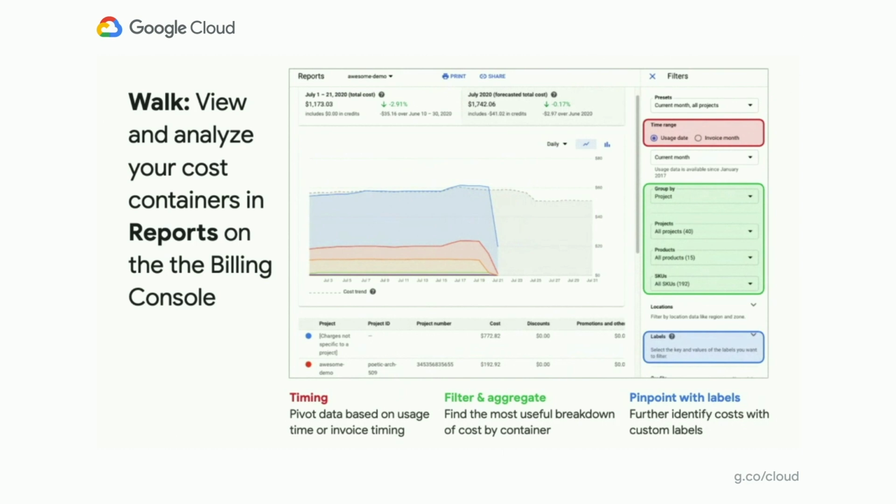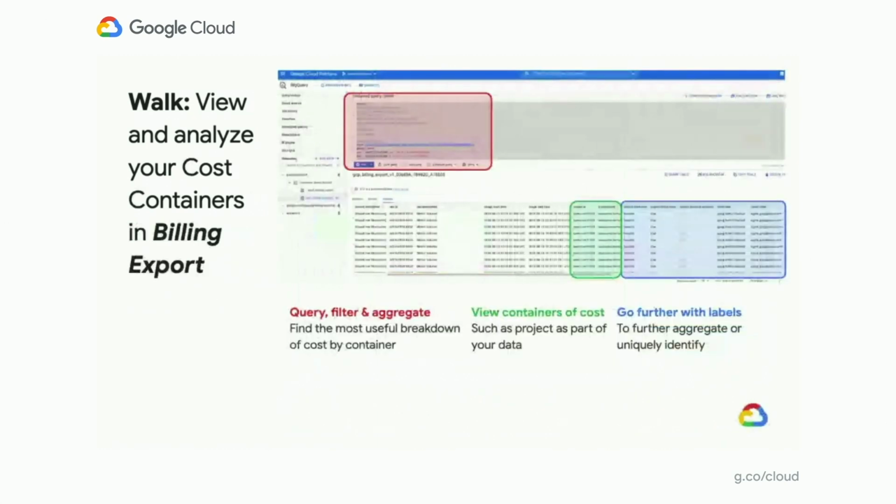So whether it's something like timing, usage or export time, location, the region your resources are running in, or other types of locations, or container level, project or folder, you can filter to make the view expose the information that you need. And you can do quite the same with the export, except that it's a little bit different of a format and interface.